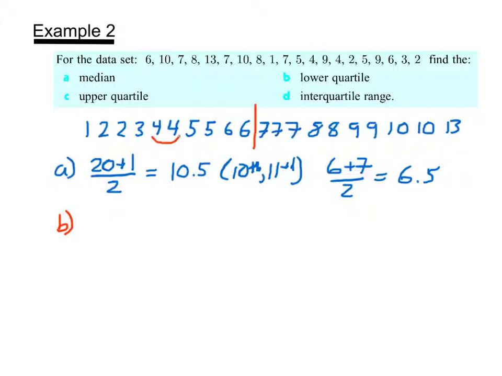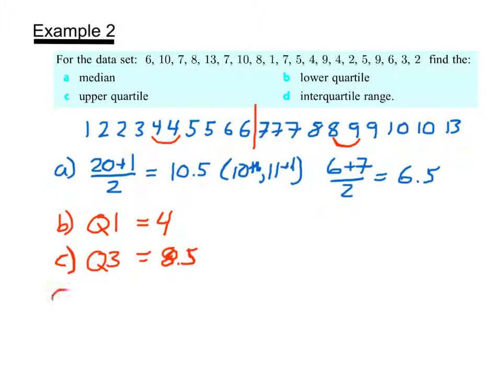Well, for the middle two numbers in the lower half, to find the lower quartile, we need to take the average of two numbers. And the middle two data values for the lower quartile are 4 and 4, so the average of those is 4. And for the upper quartile, the middle two data values are 8 and 9. So the average of those two values is 8.5.